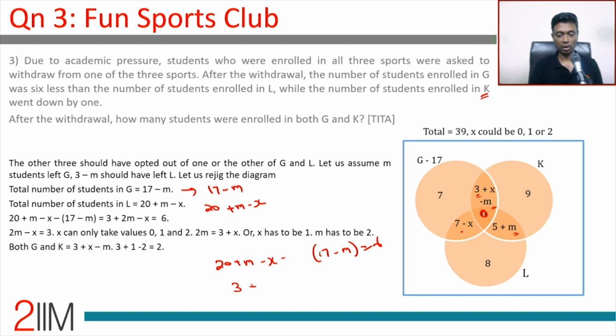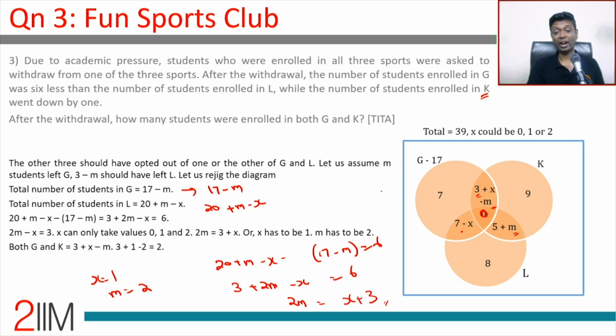This is 3 plus 2m minus x is 6, or 2m equals x plus 3. Minus x comes this side, becomes x. 6 minus 3 is 3. 2m is an even number. x plus 3 should be an even number. We know x can take only values 0, 1 and 2. So x has to be 1. Only 1 plus 3 is an even number in this set. So x is 1, which makes m equal to 2.